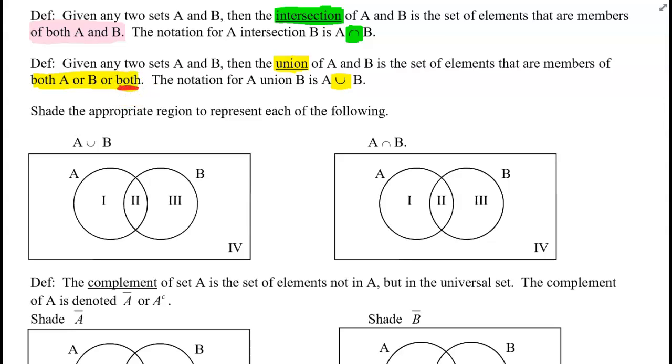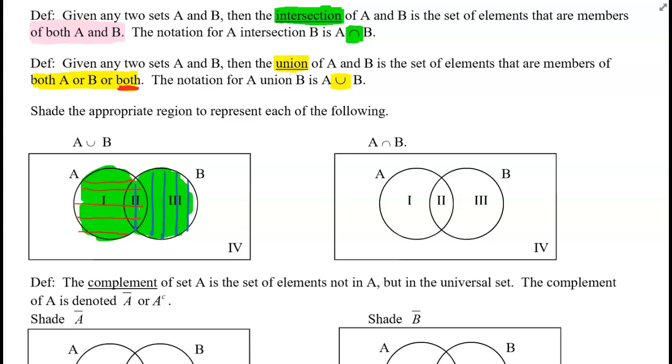And visually, if I have A union B, I want everything in A. I'm highlighting that in red. I also want everything in B. I'm highlighting that in blue here. So A union B is everything. It's everything in A, also everything in B. So you get regions 1, 2, and 3.